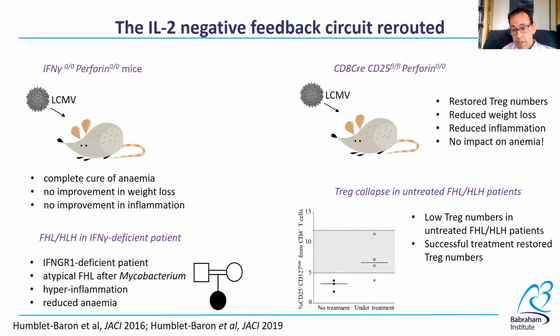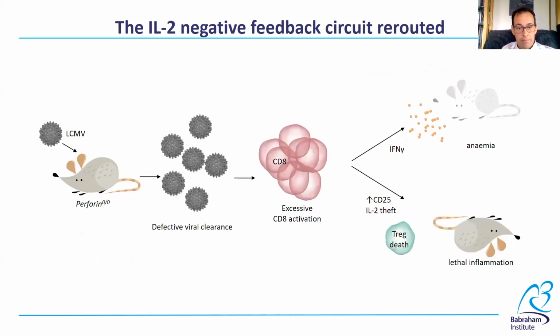Of the 3 patients that we had samples from before treatment, they all had Treg numbers that were well below the normal human range. And of the 4 patients that we were able to get hold of after treatment, 3 of those patients had restored themselves to the normal range for Treg numbers. And 1 patient was still under the normal range, and that patient died the next day. So this does to us demonstrate that Treg collapse is a part of the pathogenesis of FHL or HLH and is caused by the theft of IL-2 from Tregs being diverted into CD8 T cells.